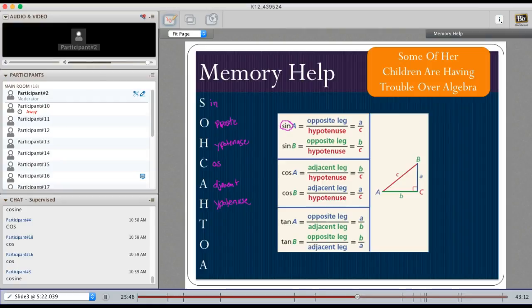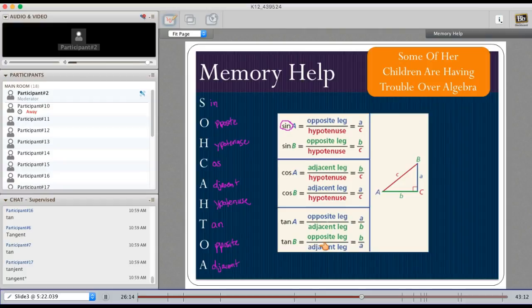Okay. And then T, you can probably guess. Yes, good. Tangent. And it's the opposite side of the triangle over the adjacent side. Okay? So that's what SOHCAHTOA is. It's a mnemonic just to help you remember all these ratios over here. Okay? Okay, so now let's talk about the ratios.